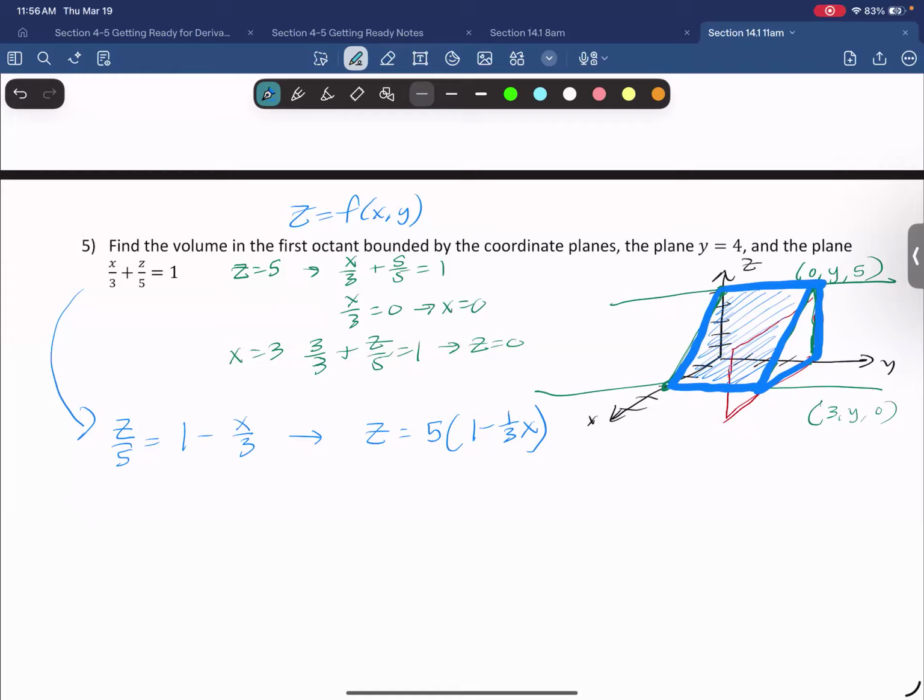What we're effectively doing is taking a little block right here and integrating that down to the plane down below. As we do x and y, it collapses and we get all of this. It looks like y is between 0 and 4 and x is between 0 and 3.